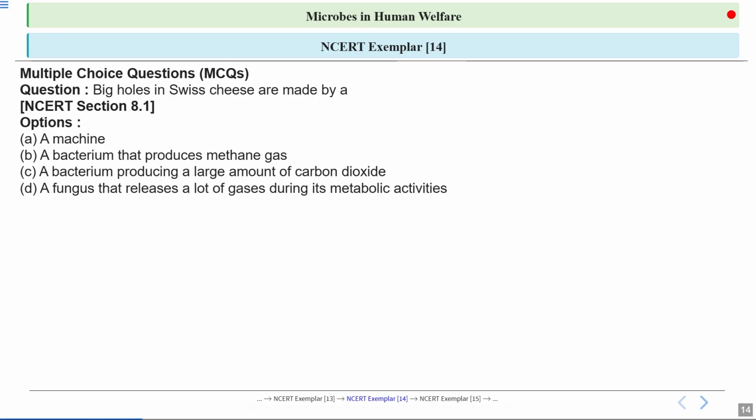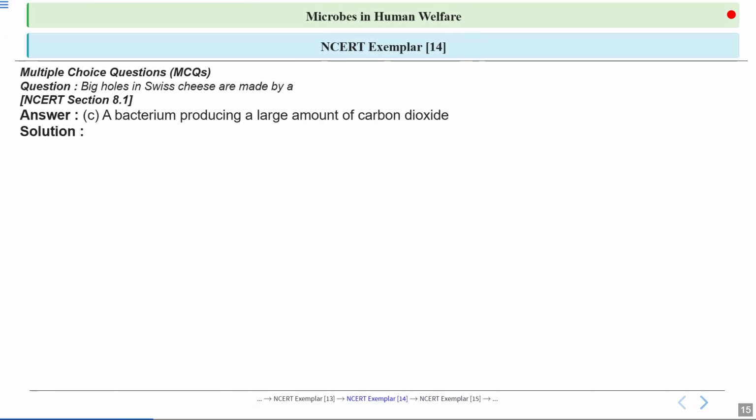Next question, big holes in Swiss cheese are made by. The options are: option A, a machine. Option B, a bacterium that produces methane gas. Option C, a bacterium producing a large amount of carbon dioxide. Option D, a fungus that releases a lot of gases during its metabolic activities. What is the correct answer? Let's have a look at the answer. Option number C is the correct answer here.